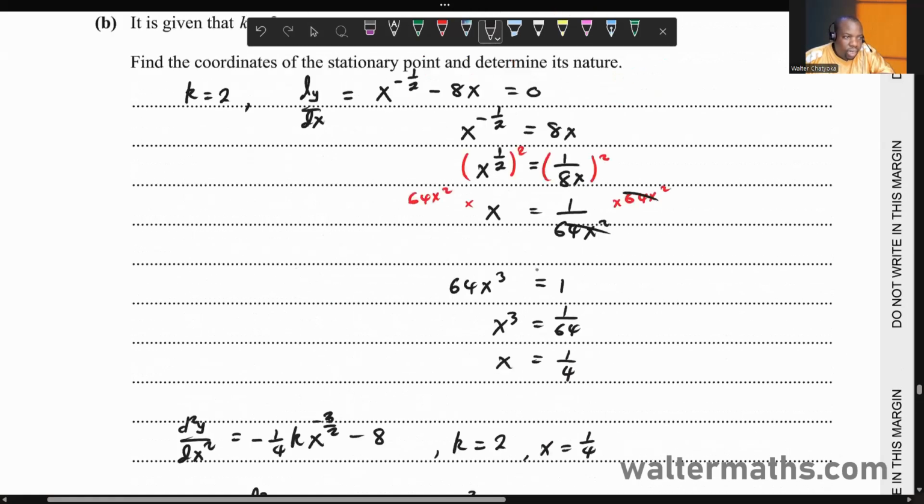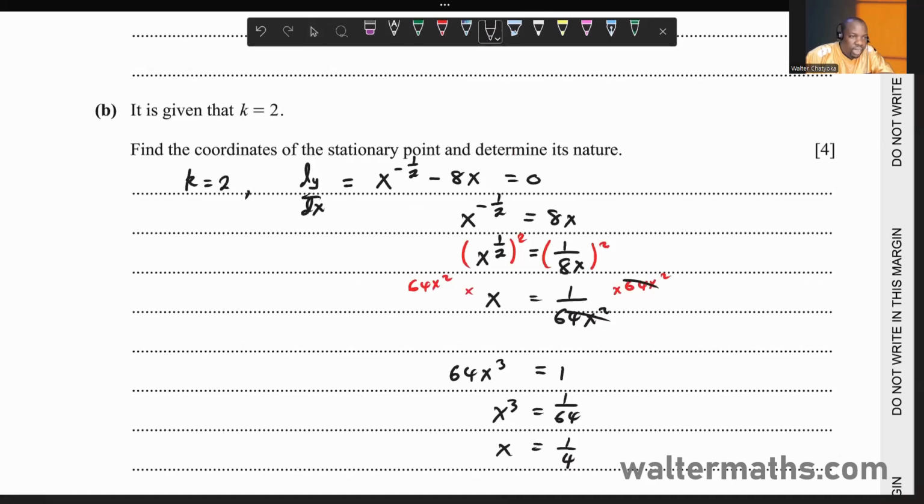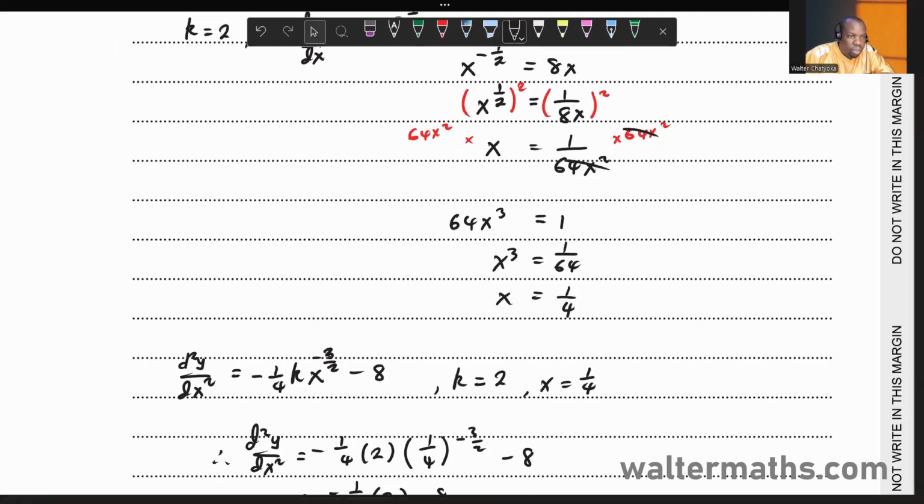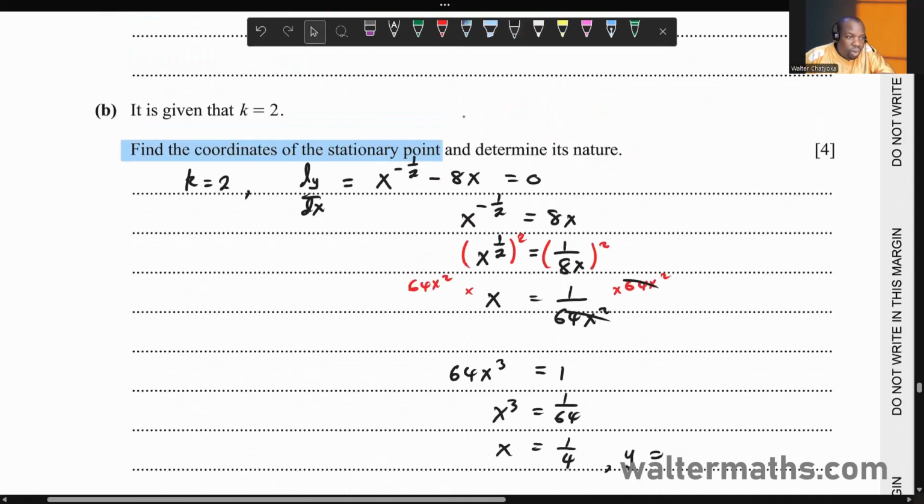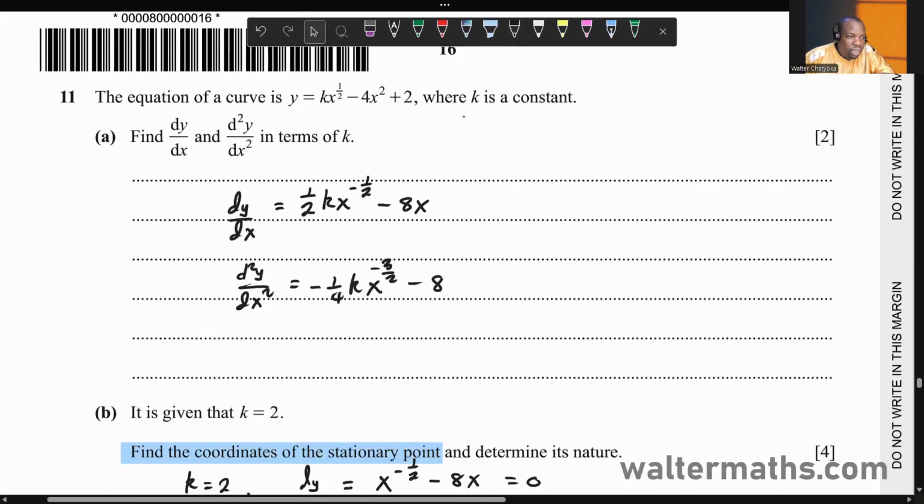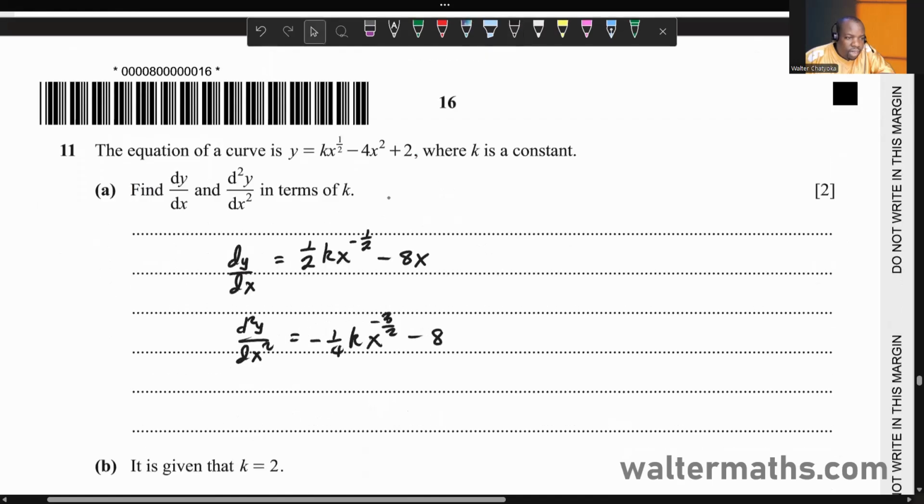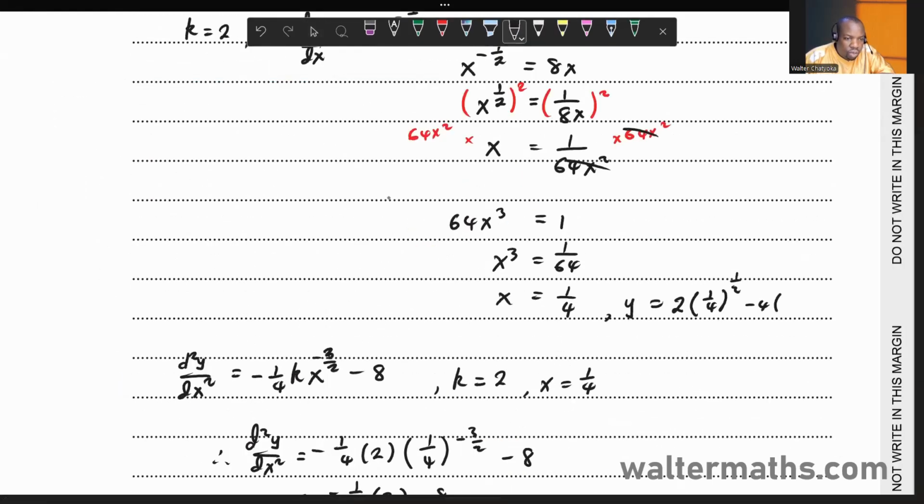All right, so let's see. The question was saying we should find the coordinates of the stationary point. Did we find it? We actually got the x value, but the y value we hadn't gotten. To get the y value, we simply go to the original equation, kx to the half, which is 2x to the power of a half, and minus 4x squared, so that's minus 4 of a quarter squared, and plus 2.